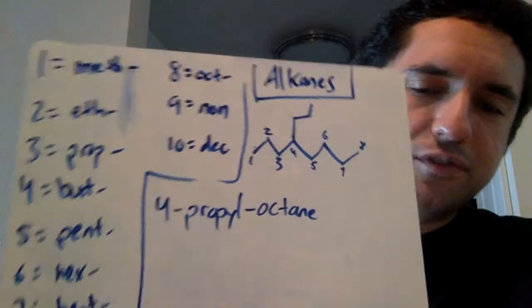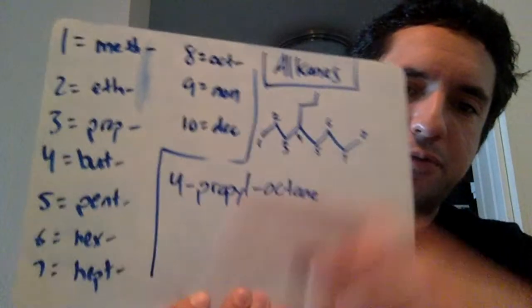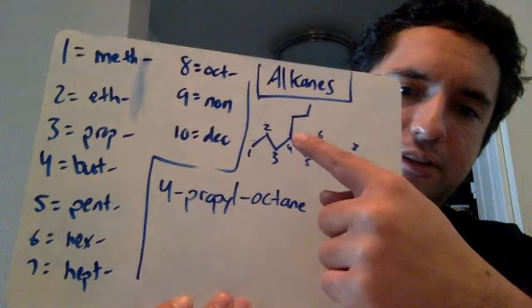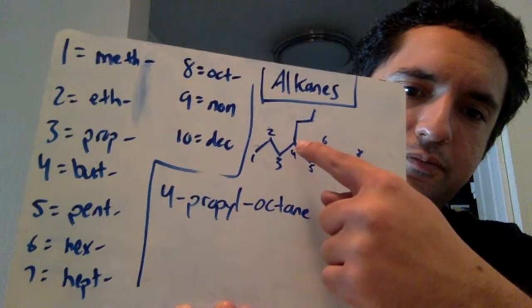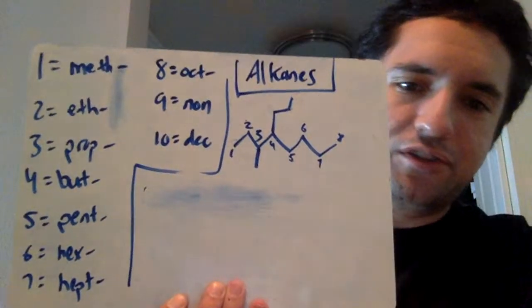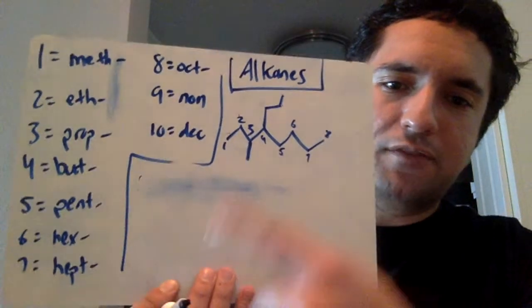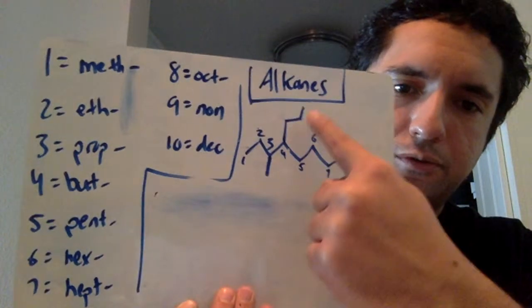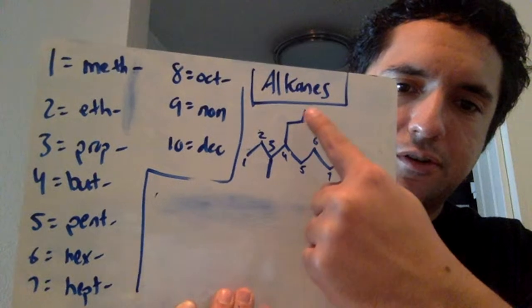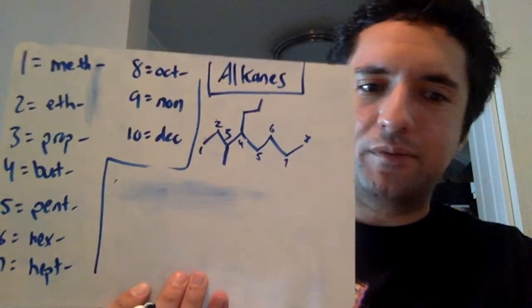They can get more confusing if you have more than one branch. Like in this case, we have a propyl group on the 4th carbon. Let's say we have more than one though. Let's see if we have a different branch. Let's say on the 3rd carbon we have a methyl group. Right, so I just changed it. So on the 3rd carbon we have a methyl group, 1 carbon here. On the 4th carbon we have a propyl group, 3 carbons here. So we have to name both of them.